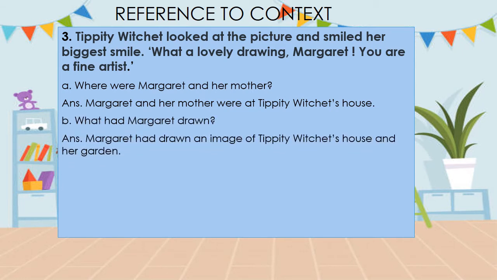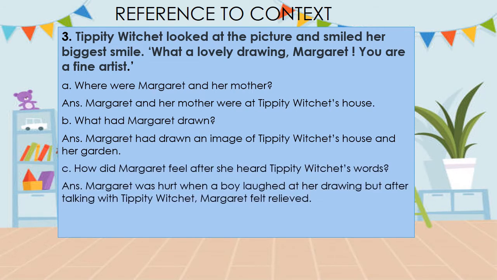Now come to B question. What had Margaret drawn? Well, Margaret had drawn an image of Tippity Witchett's house and her garden. Very simple. Now see, C part, how did Margaret feel after she heard Tippity Witchett's words? Margaret was hurt when a boy laughed at her drawing, but after talking with Tippity Witchett, Margaret felt relieved.